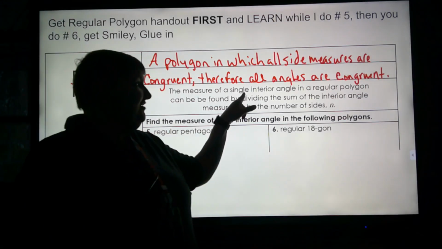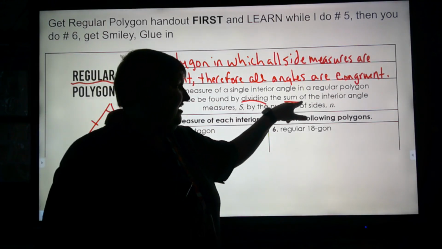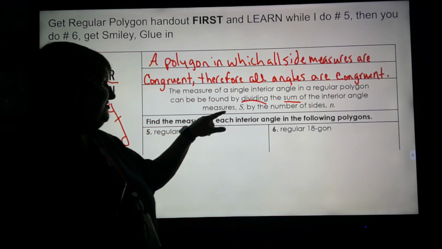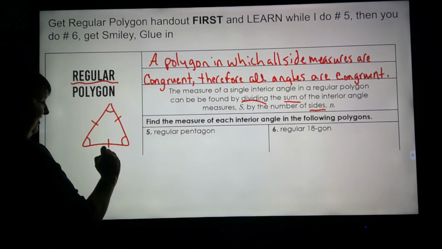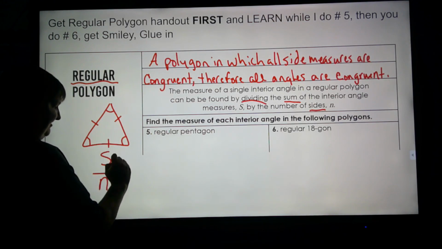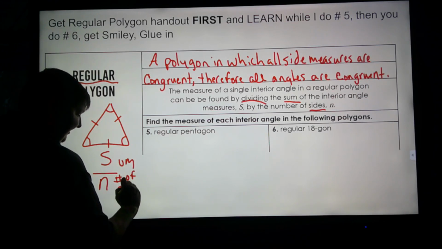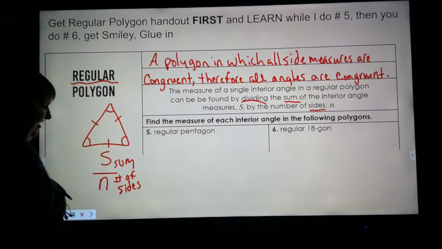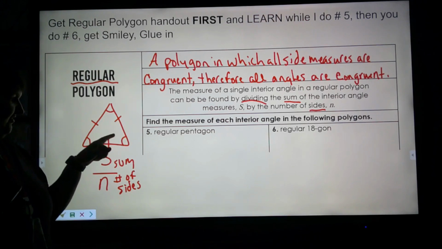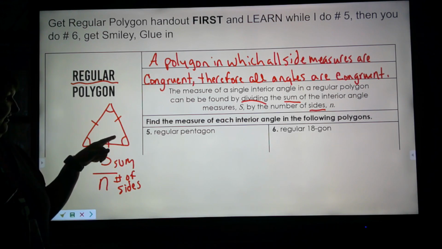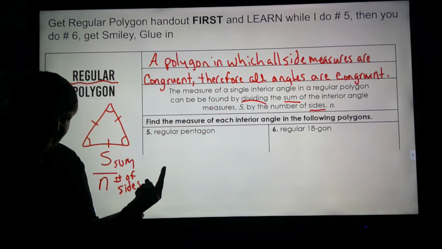The measure of a single interior angle in a regular polygon can be found by dividing the sum of the interior angle measures by the number of sides. We're going to divide the sum by the number of sides. Because if you figure out what one angle in a regular polygon is, then you know what all of them are because they're equal. So we only need to find one.